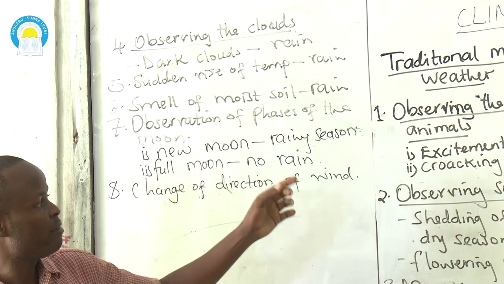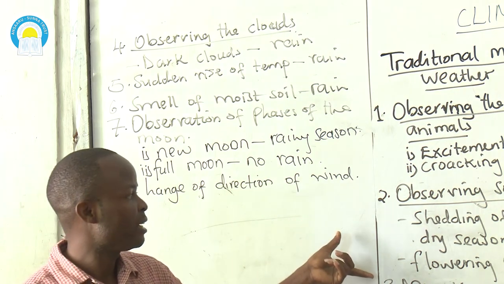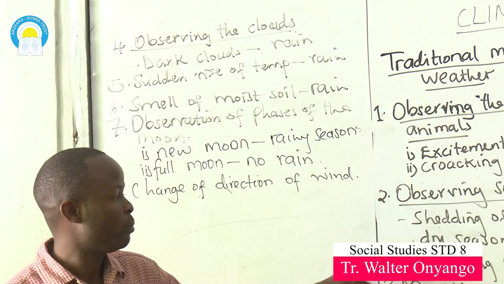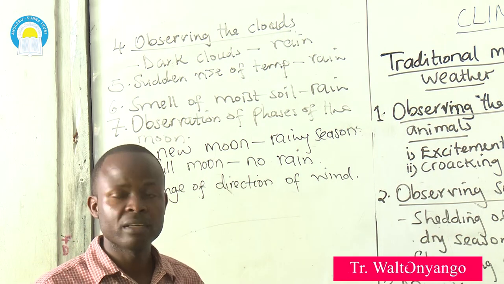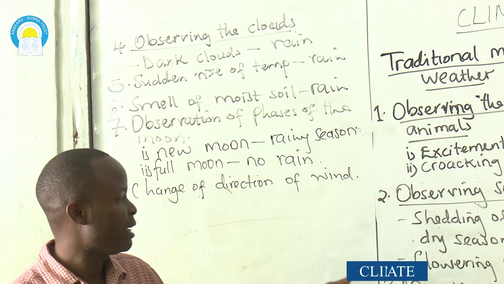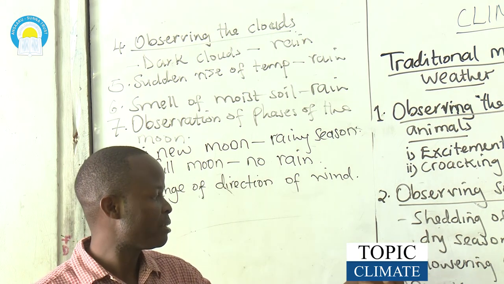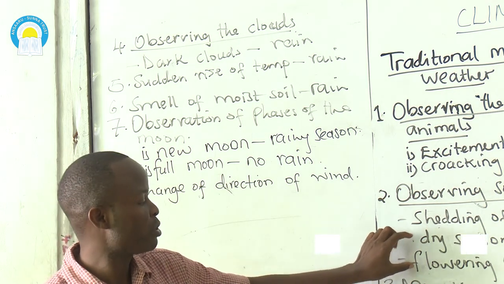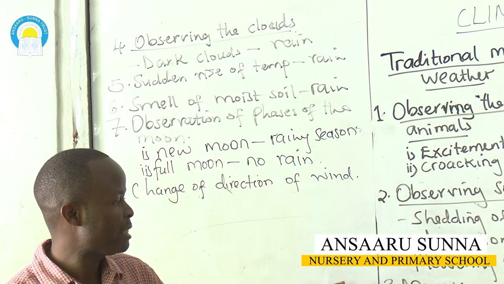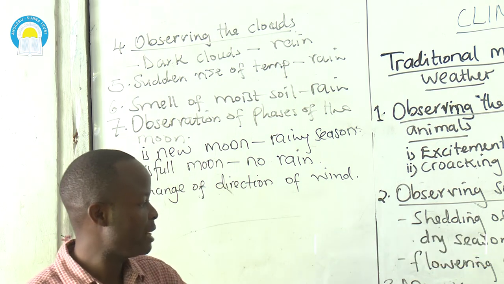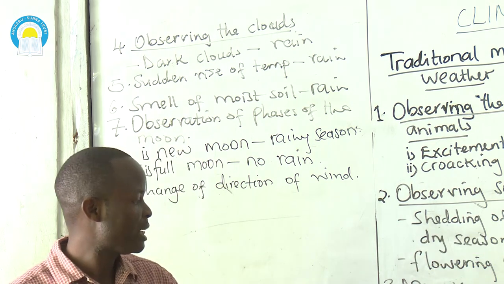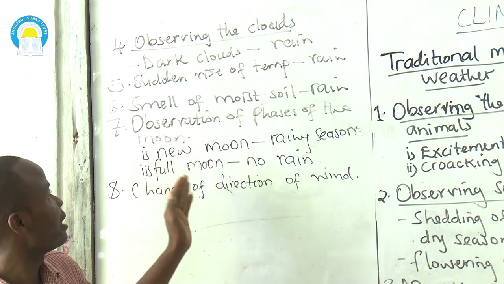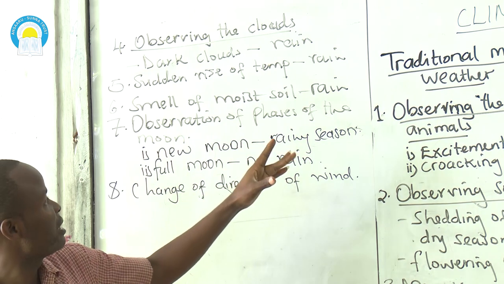We have talked of behavior of some animals, observing some plants, for example, the deciduous trees, which shed their leaves during dry season. Flowering of plants, for example, the jacaranda trees that flower when the rains are almost falling. Migration of birds and insects, we have talked of safari ants, rainy season, locust, dry season, and quilla birds, rainy season. Observing the clouds, dark clouds indicate rainy season.